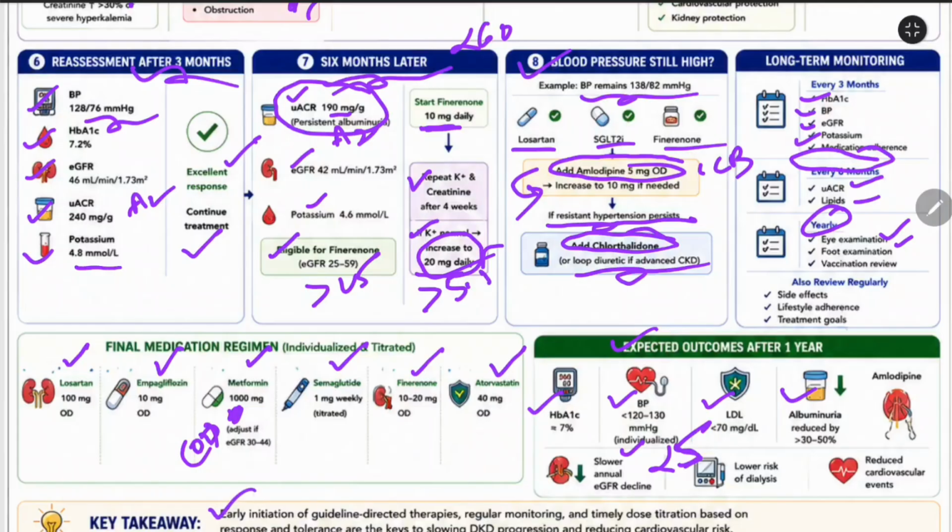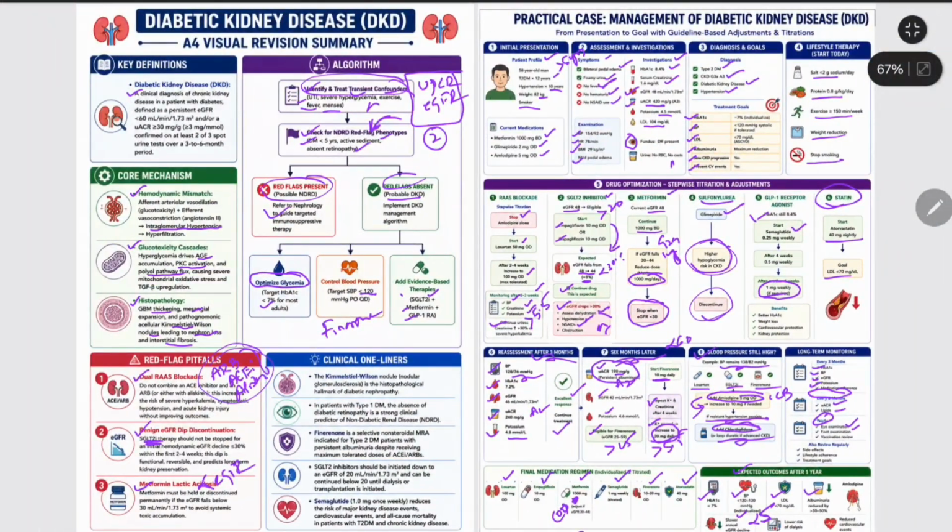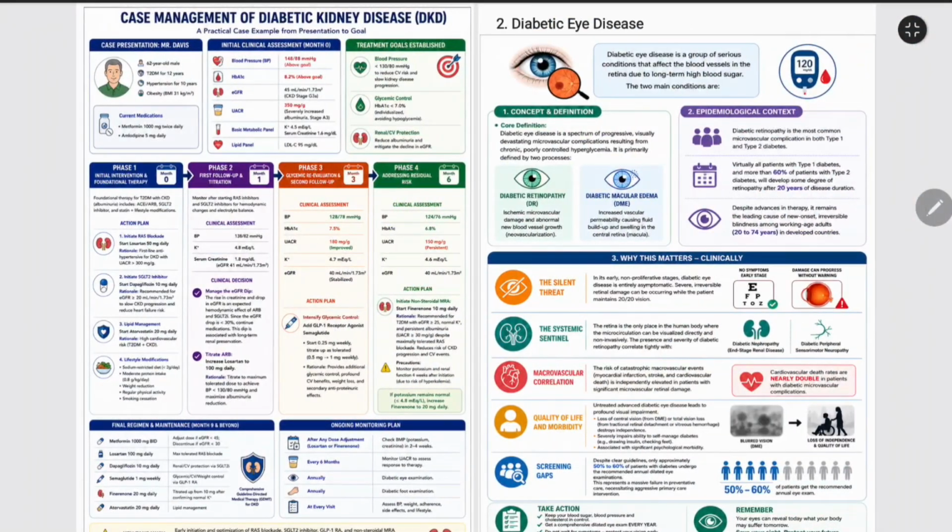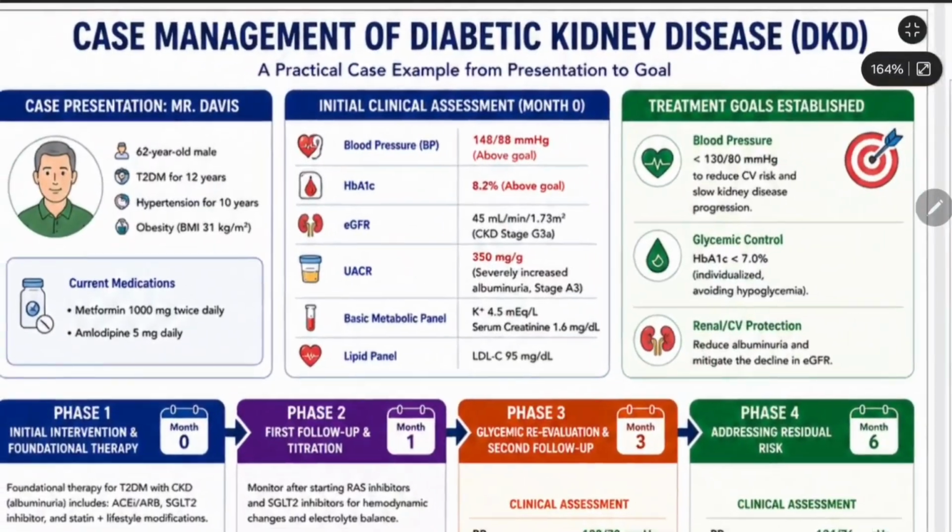Early initiation of guideline-directed therapies, regular monitoring and timely dose titration based on response and tolerance are the keys to slowing DKD progression and reducing cardiovascular risk. This is guided by the ADA Standards of Care in Diabetes 2026 and KDIGO Guidelines 2024. That is the first case. Now we are going to a second case, which is the last case.